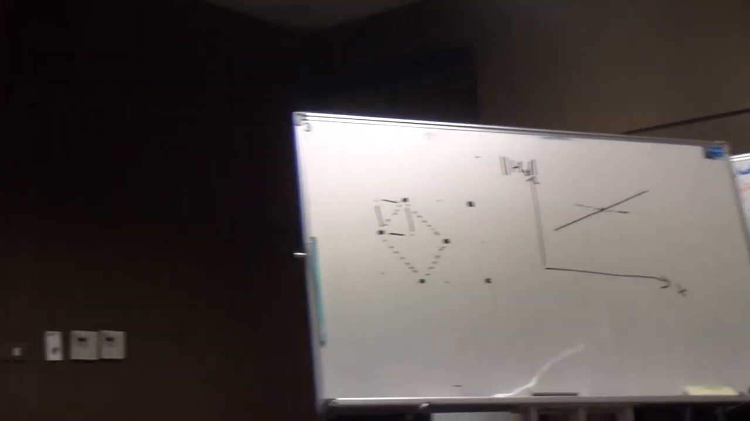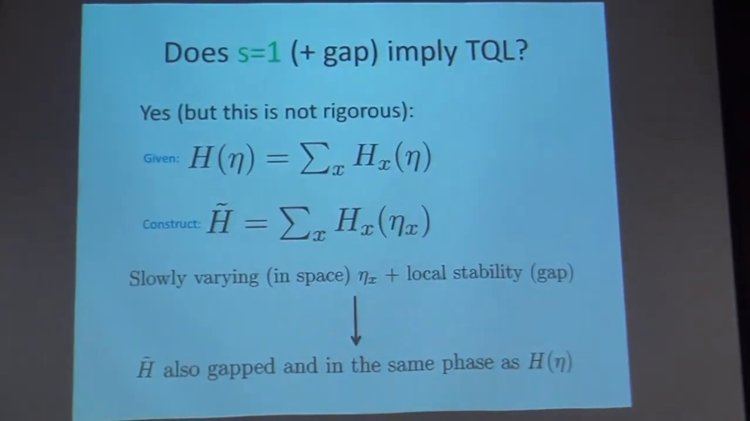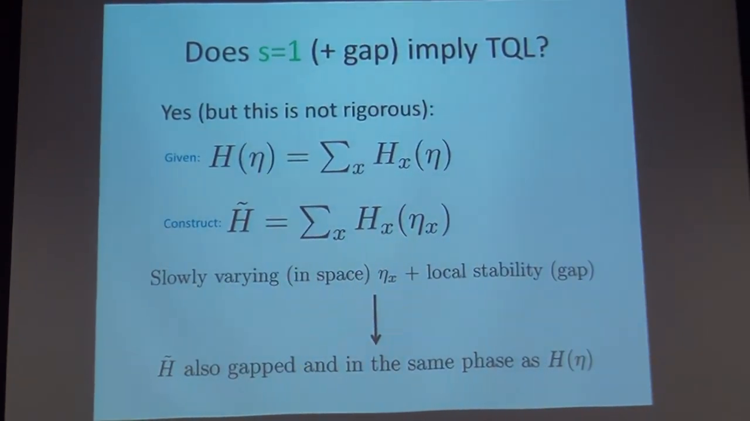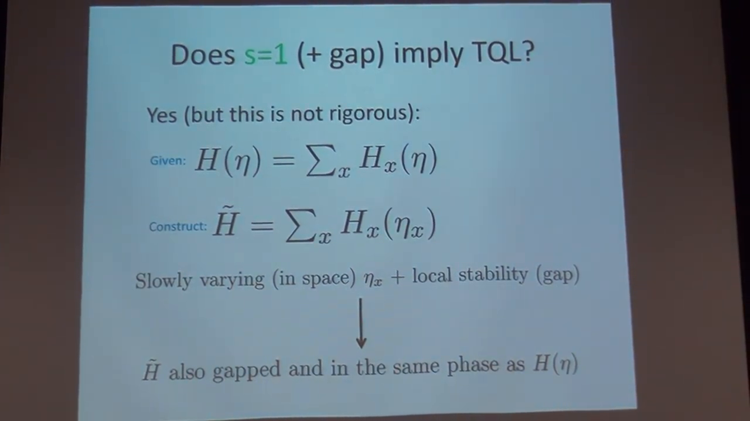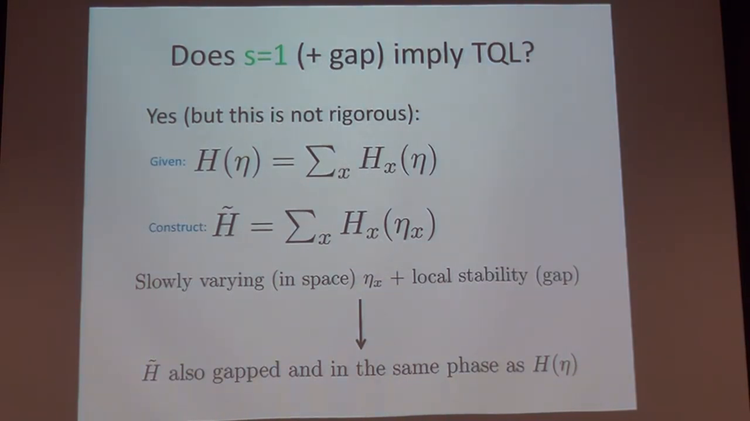So as long as eta of x varies slowly in space, and as long as there's a gap with local stability, then this Hamiltonian h tilde will also be gapped. It'll also be in the same phase as h. And the point is now that we just let this eta of x vary slowly, so we can add degrees of freedom here, take them away there, we can do whatever we want. So we can deform space locally, but the Hamiltonian stays gapped.